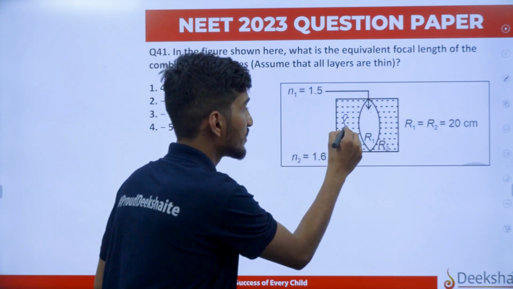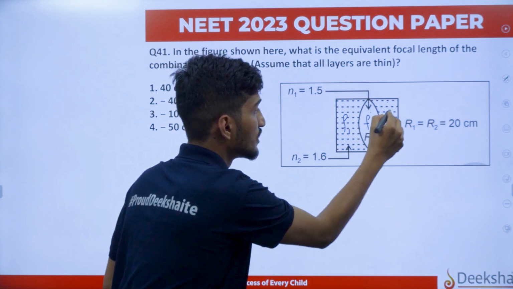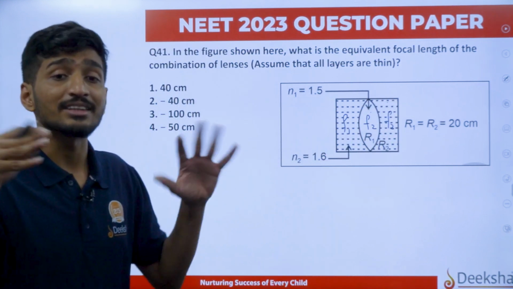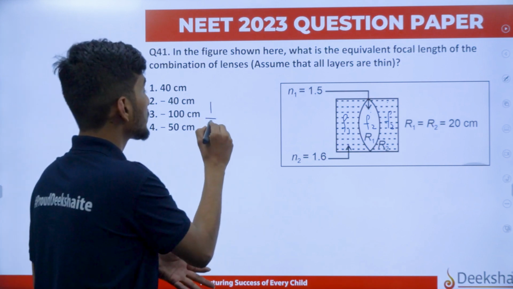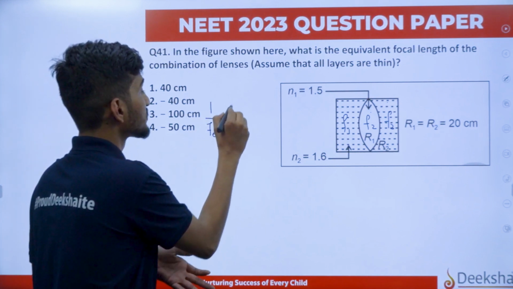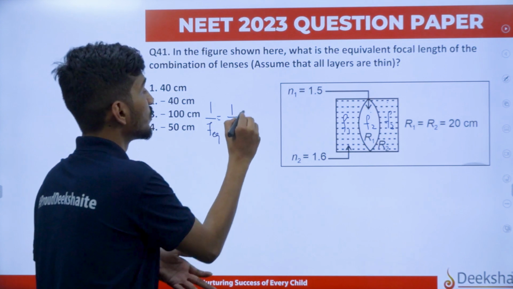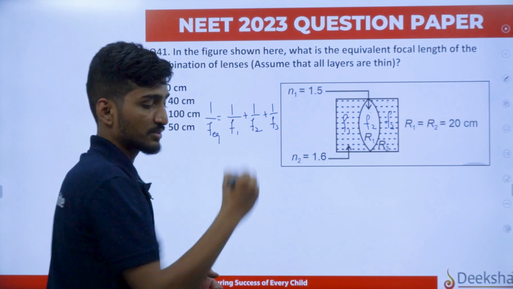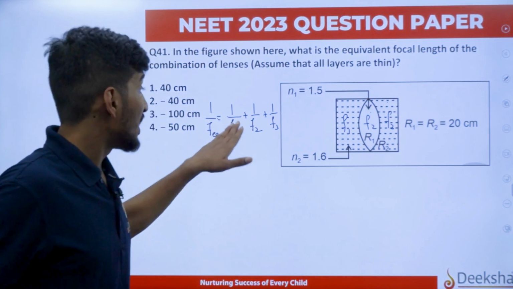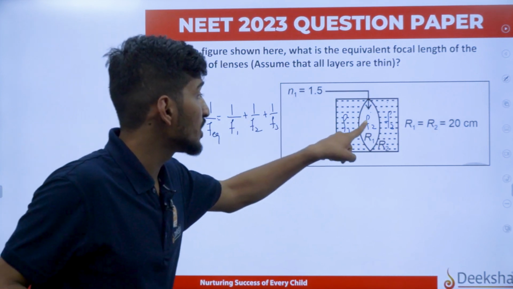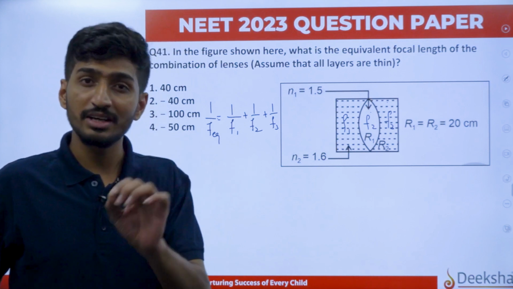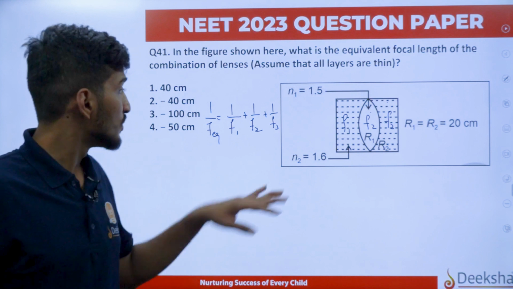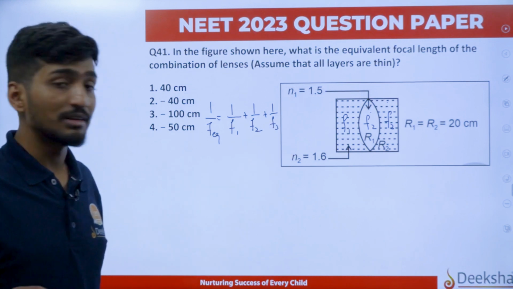So let's call this f1, let's call this f2 and f3. We need to first find these out and then add them. How do we add them? 1 by f equivalent, if you remember, when lenses are in contact, is 1 by f1 plus 1 by f2 plus 1 by f3, and that's right. So when you have something like this, you individually calculate their focal lengths using lens maker's equation, and then 1 by f1 plus 1 by f2 plus 1 by f3 will give you the value of equivalent focal length.